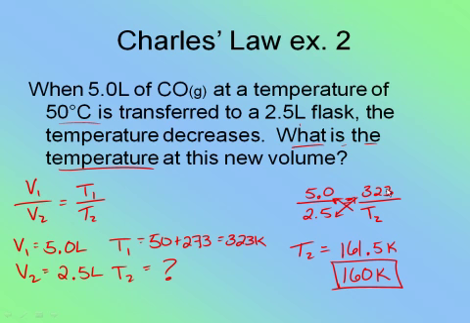Okay, notice a considerable temperature change. Why? Look at the volume. The volume went down by half. Therefore, I expect my Kelvin temperature to go down by a half as well. And it does approximately go down by a half. 323, half of 320 would be 160. And because of sig figs, that's why it came out the way it did.